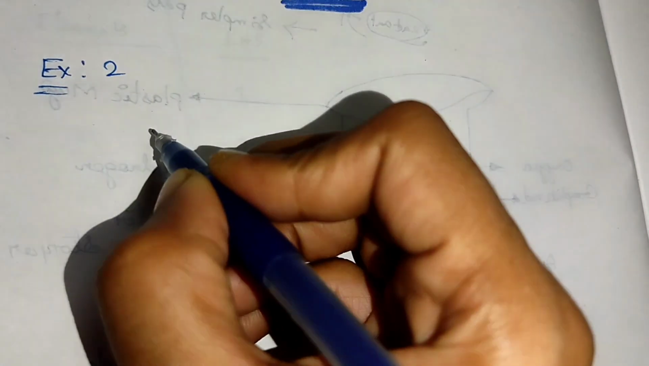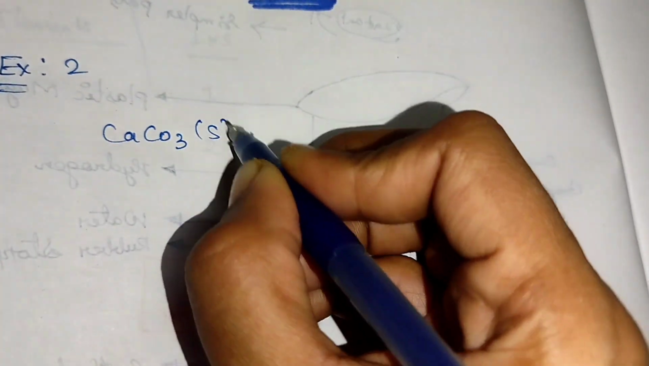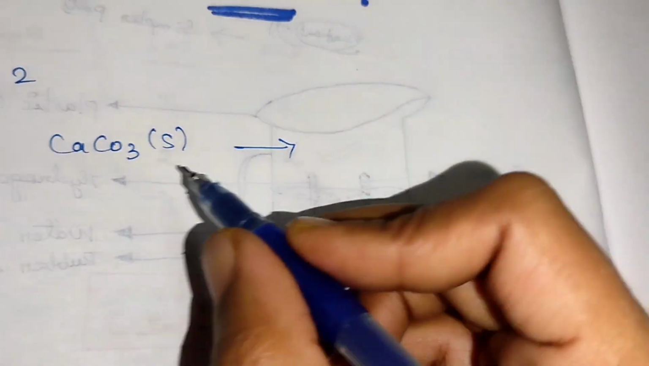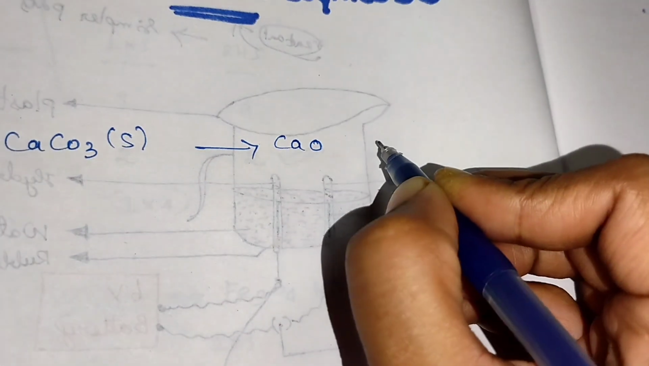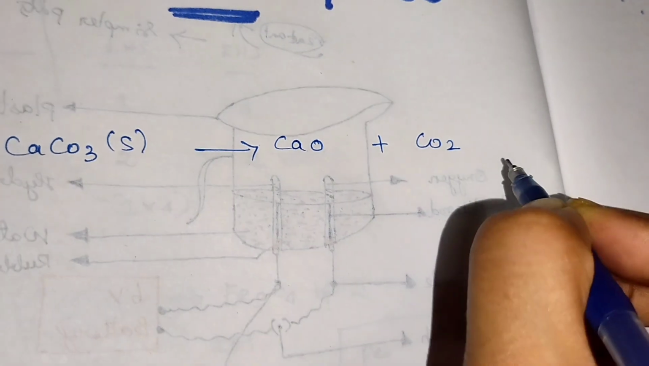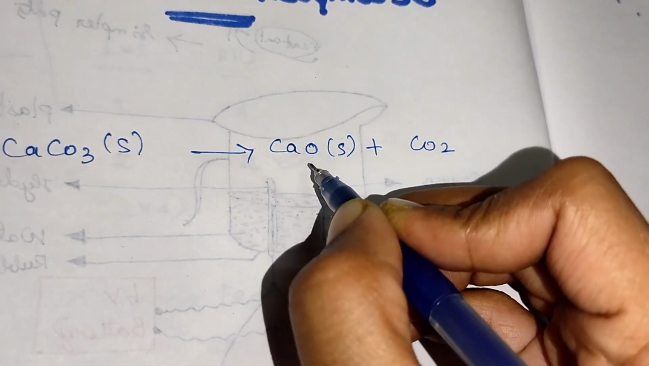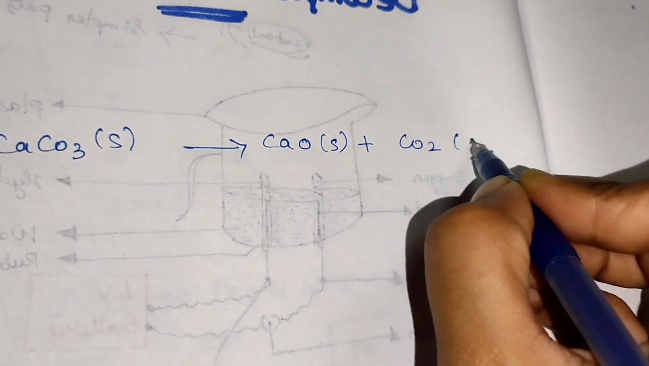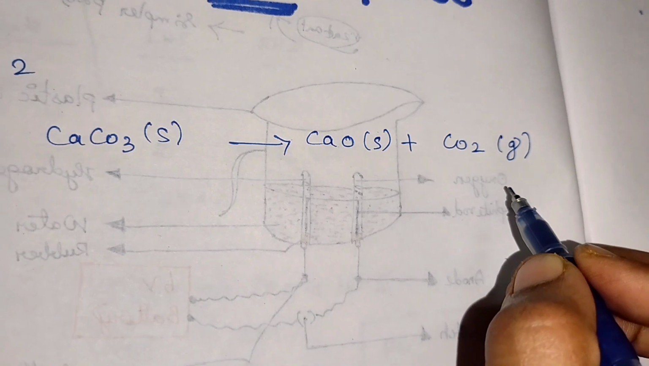Example 2 is calcium carbonate. Calcium carbonate is a solid. I am taking this and heating it. It will decompose into calcium oxide plus carbon dioxide. Calcium oxide is solid, also known as lime, and carbon dioxide is a gas, so I am writing the gaseous formula here. This is also another example of a decomposition reaction.